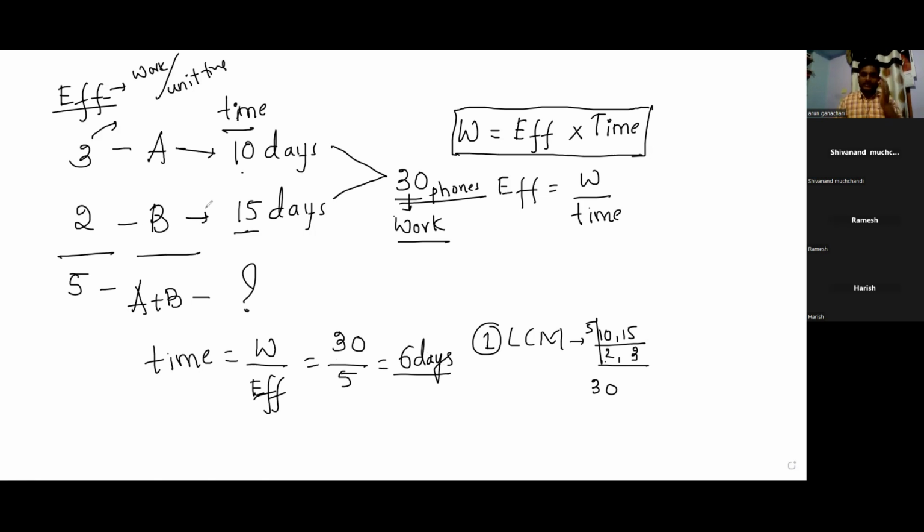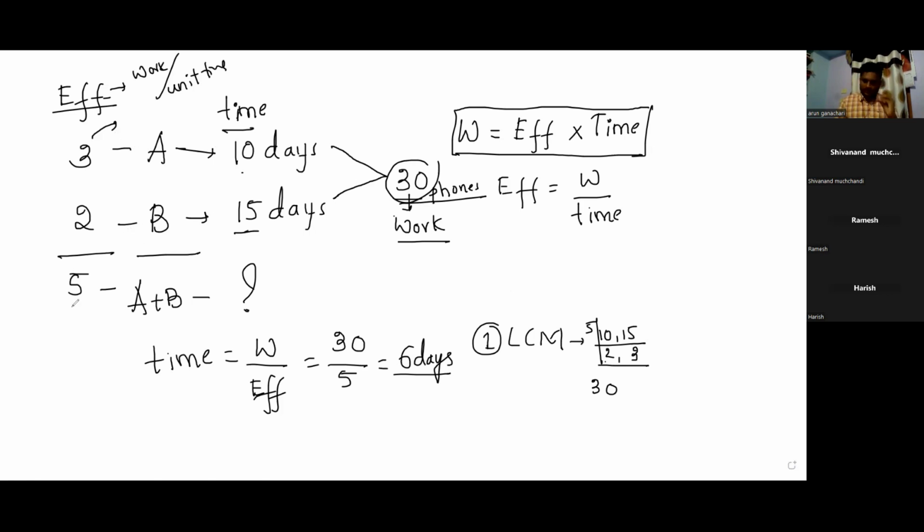What we did: A is doing the work in 10 days and B is working in 15 days. When we take the LCM, we found that the LCM was 30. We will consider this LCM as the total work. Now using the work, we'll find efficiency. Efficiency of A is 3 and efficiency of B is 2.